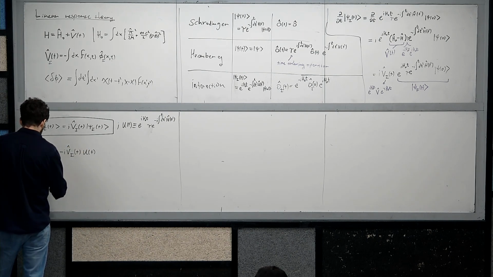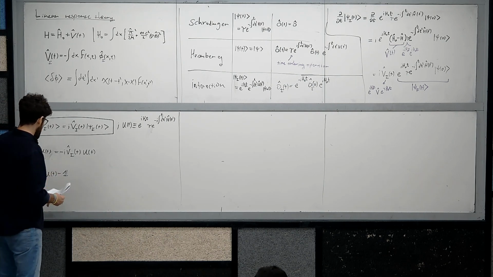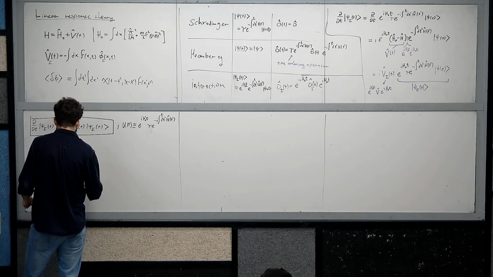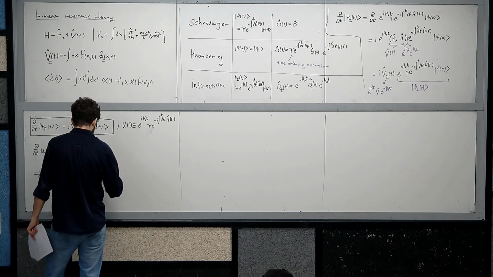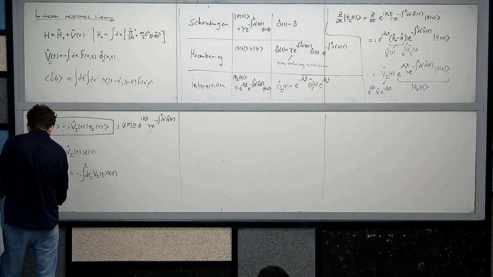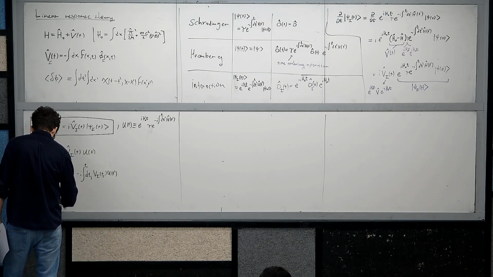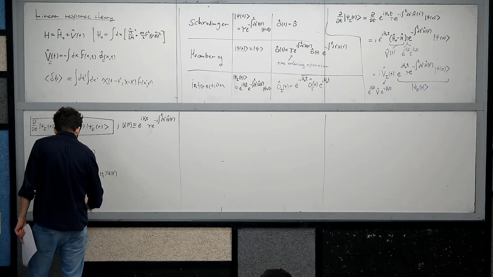And therefore we can write on this side we get u of t minus, say, the identity, assuming that at time t equal to 0 there is no evolution, is equal to minus i, an integral, let's call it dt1 up to t, V_I of t1, u of t1. Or in other words, we get the self-consistency equation.